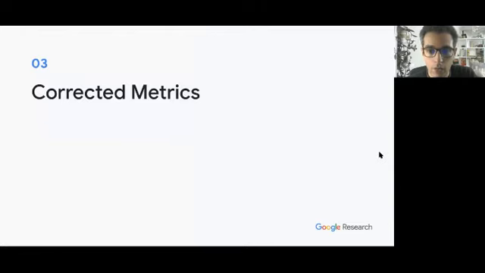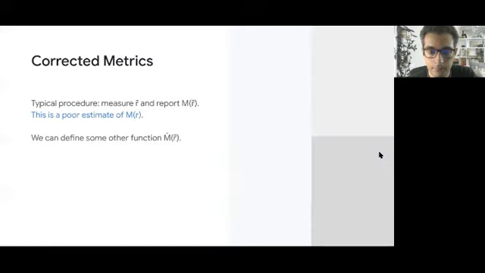This raises a natural question of whether a better estimate can be designed. This is what I will discuss in the next section. As we saw earlier, the typical procedure is to measure the sampled rank R tilde and then report M of R tilde. And we saw that this is in general a poor estimate of the exact metric M of R. Instead, we can define a new function, M hat of R tilde, that can be a better estimate of M of R.